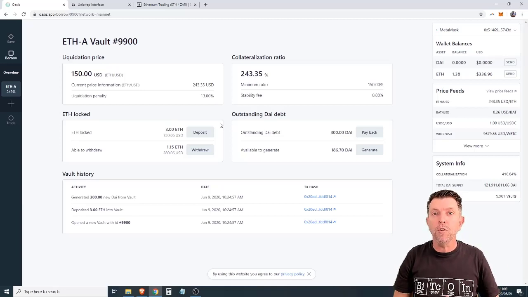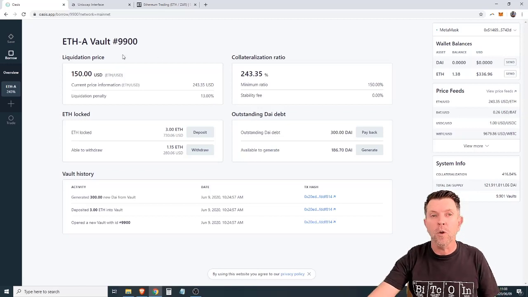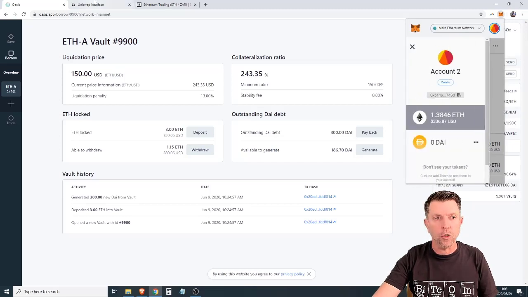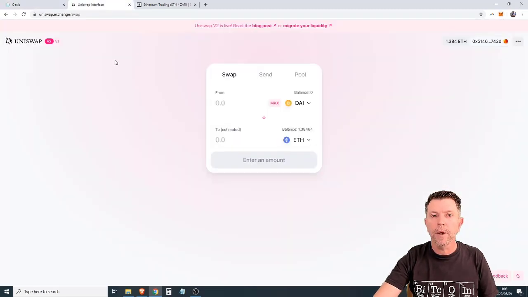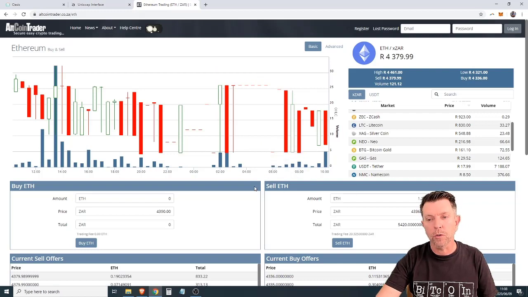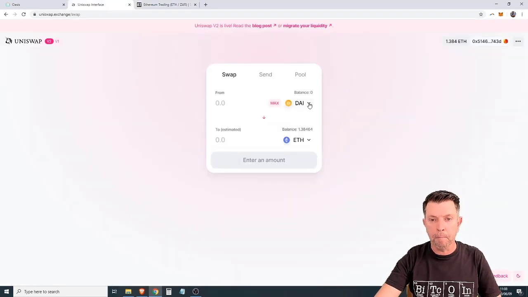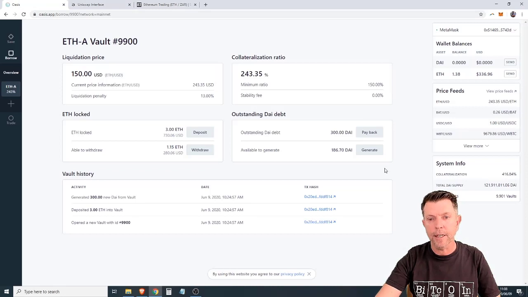So guys, you have to do very little. There's nothing you need to know. When you take the loan, if you withdraw and you generate more DAI, once again, that will go to your MetaMask and you will have your DAI available, which you can swap on Uniswap, send to Altcoin Trader, withdraw the rands. Likewise, if you deposit rands into Altcoin Trader, you can buy Ethereum, send it to Uniswap, swap it for DAI, send the DAI here and pay back your loan.